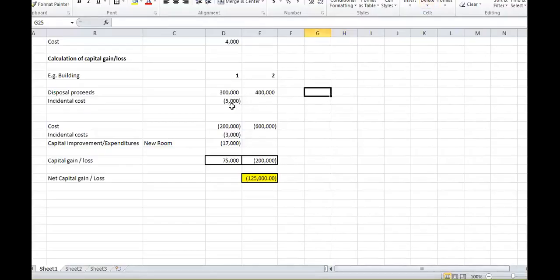So we have sold asset number 1, we have gain of 75,000 pounds on asset 1. We have sold asset number 2, we have loss of 200,000 pounds on asset 2. There is net loss of 125,000 pounds. So if there is net loss, we don't need to pay any tax. If there will be net gain over here, we have to pay tax.